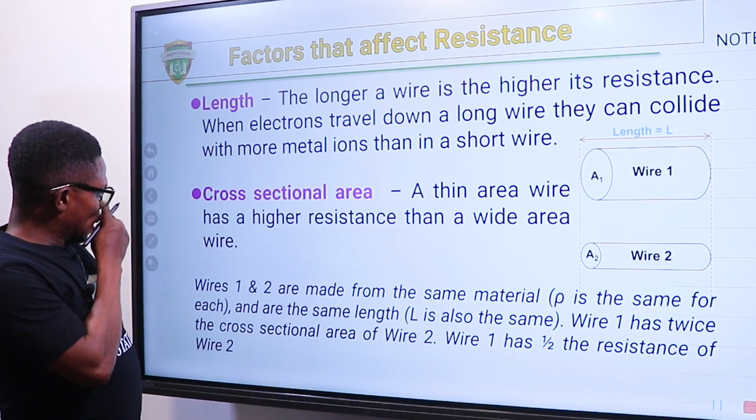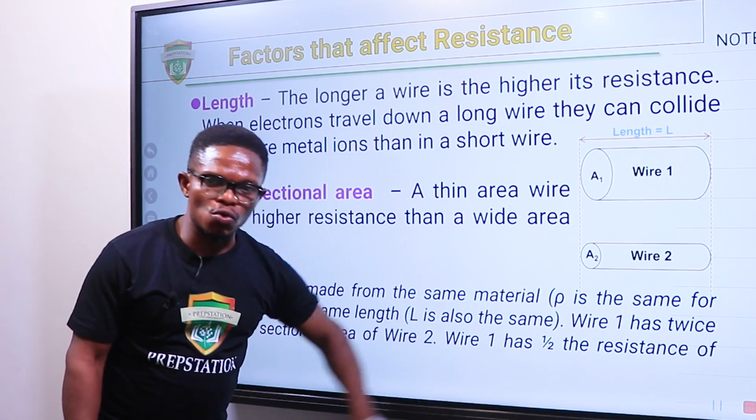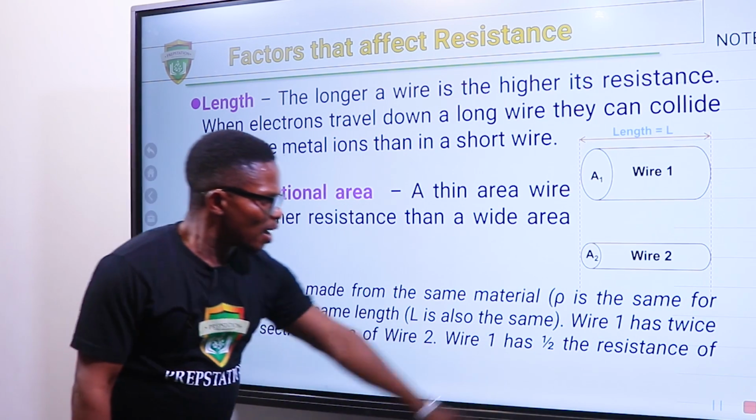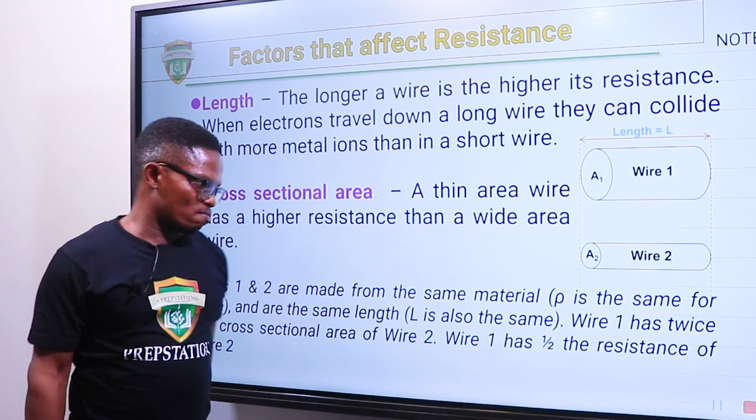So let's continue. Now, wire 1 and wire 2 are made from the same material. This symbol rho is called resistivity. It's the same for both wires, and the same length. L is also the same.